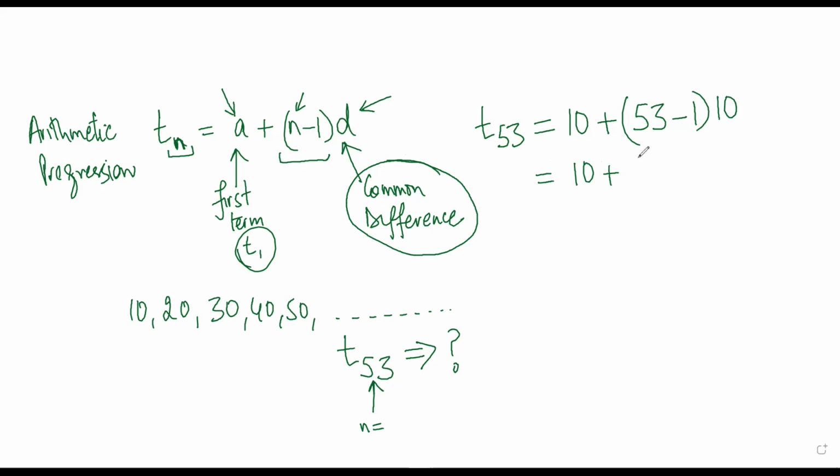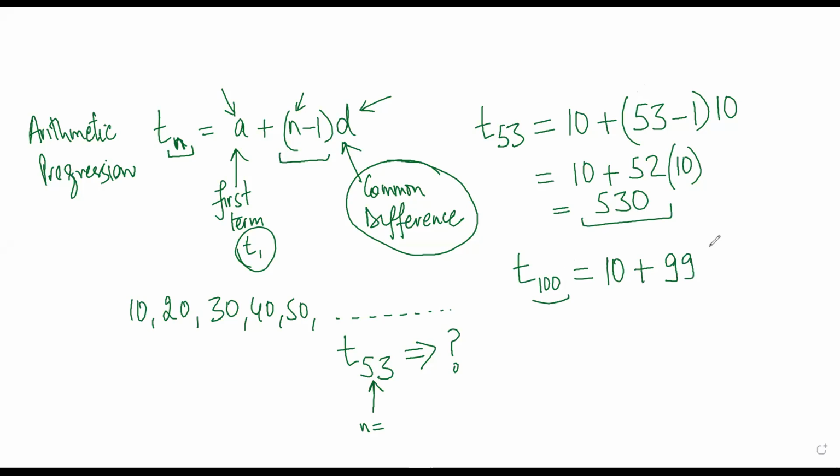This will be 10 plus 52 into 10, which will be equal to 530. Mr. Satya, any doubt? No, sir. Okay. Mr. Satya, Mr. Shivi, please find T hundredth. So T100 is 10 plus 100 minus 1, which is 99 into 10. So this will be 10 plus 990, equal to 1000. So Satya, are we clear? Yes, sir. Perfect. Very nice.